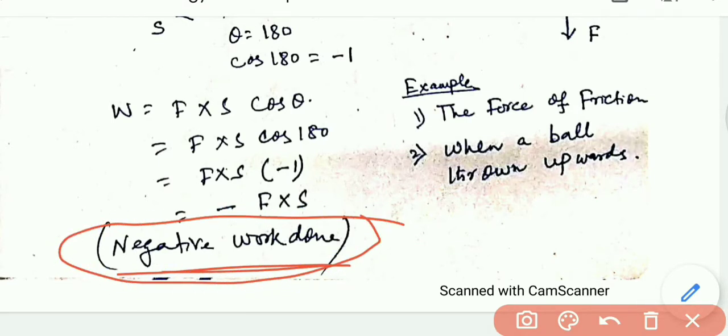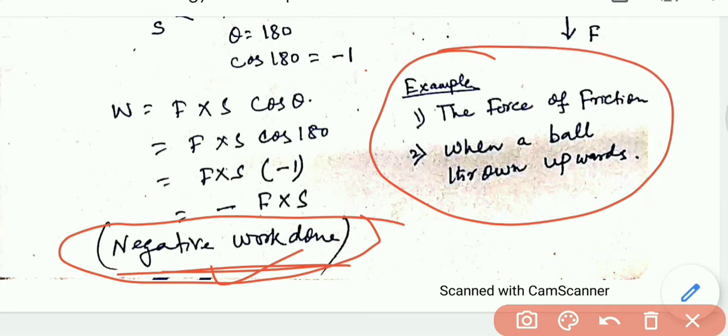Okay, they will ask you to write the condition for the negative work done and give 2 examples. These are the 2 examples. Number 1, the force of friction, and number 2, when the ball is thrown vertically upward. Okay, clear? Hope you have understood.